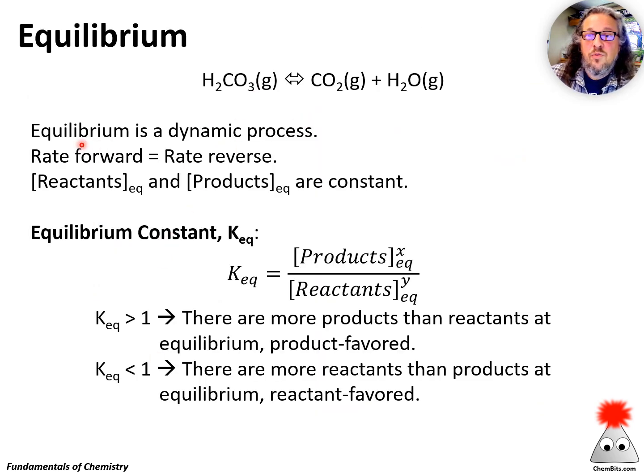So a few things. First of all, equilibrium is a dynamic process. And this is one that trips people up sometimes. What do we mean by dynamic process? We mean that the forward reaction and the reverse reaction are always happening. It's just that when we're at equilibrium, the rate forward and the rate reverse are the same. So to a macroscopic outside observer, it doesn't look like things are changing.